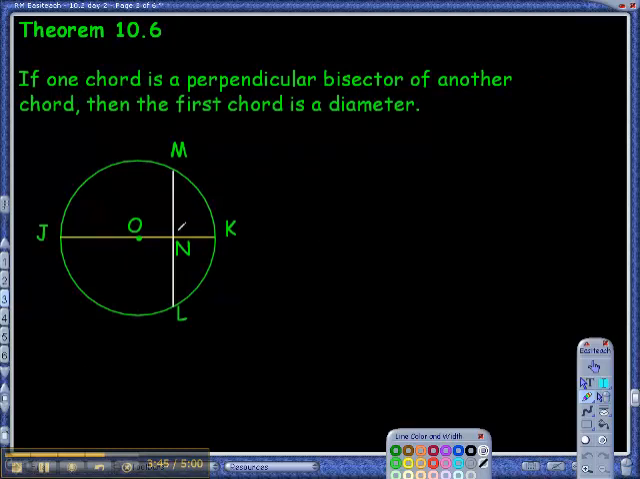All right, the next one says that if one chord is a perpendicular bisector of another chord. So I have 2 chords here, and if I tell you that I know that one is a perpendicular bisector, so JK is a perpendicular bisector of the other chord, then the first chord has to be the diameter. There's just no other way about it. It has to be the diameter.